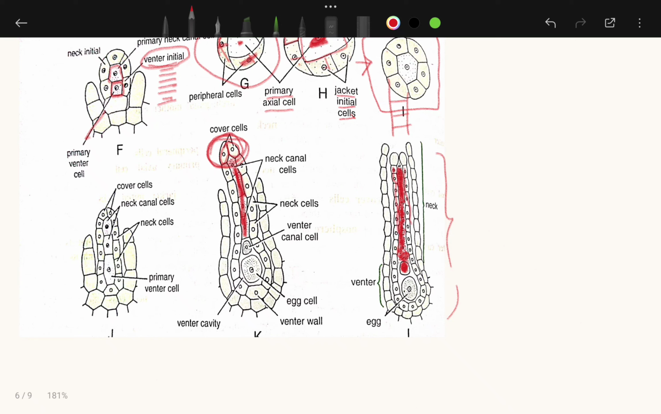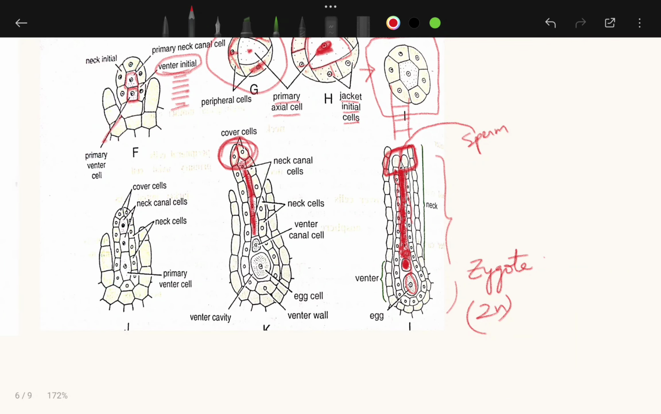Due to the force, the cover cells that you can see here, the outer part, will be separated from one another, and once they are separated, they will open up, and then the male gamete, that is the sperm, will enter and fertilize the egg. And then the zygote will be formed, which is diploid in nature. And this zygote will give rise to the sporophyte.